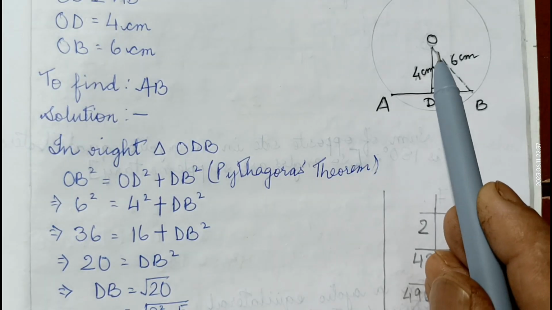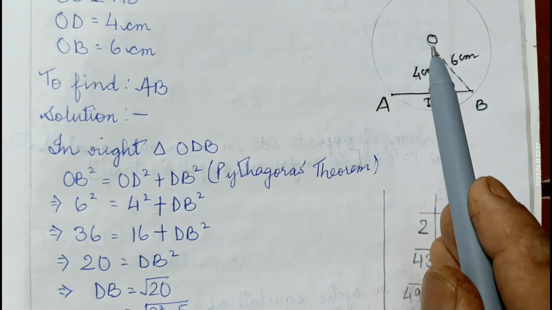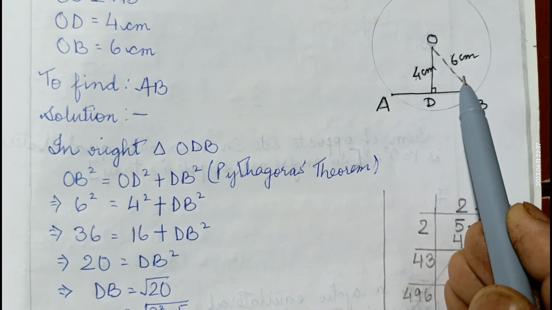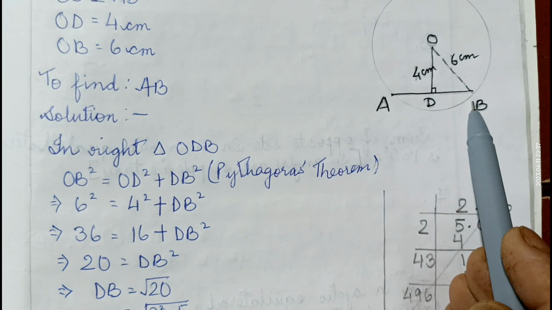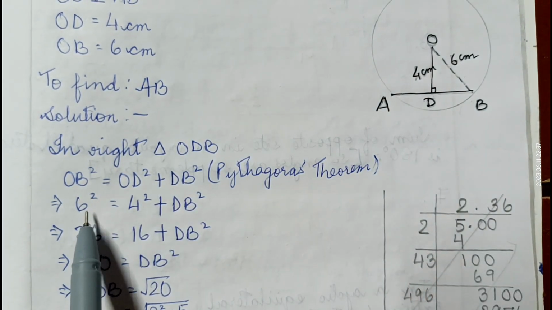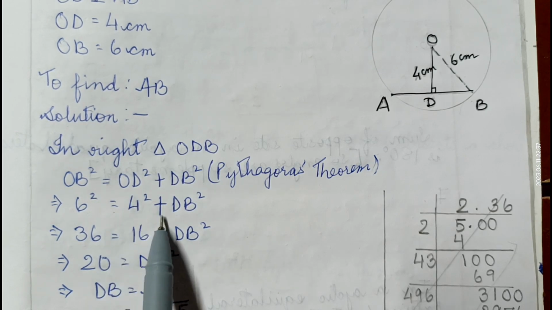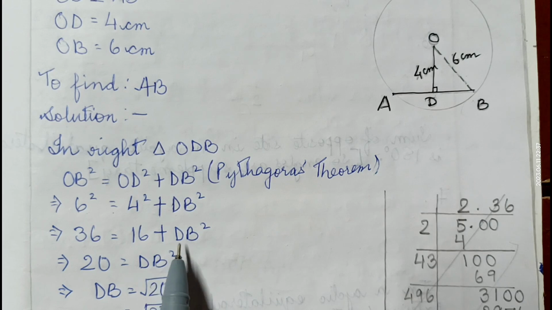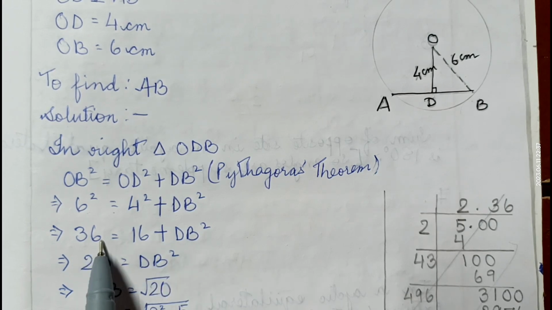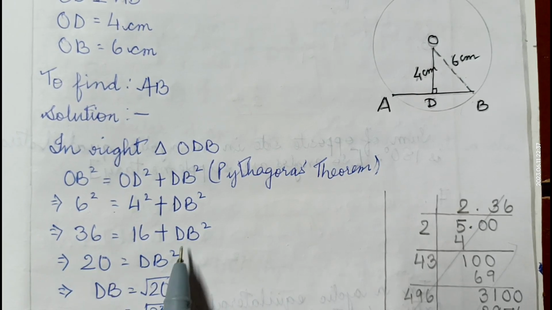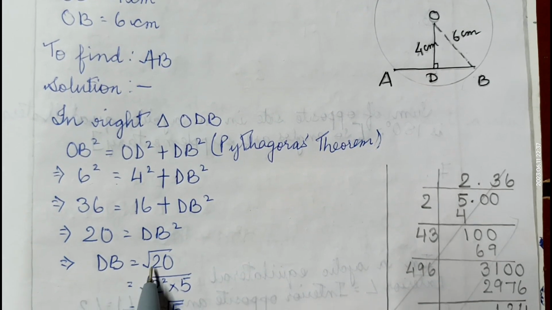If you consider the right angle triangle ODB, then OB is the hypotenuse, because this is the side opposite to 90 degree. According to the Pythagoras theorem, we can write OB square is OD square plus DB square. Here OB is 6, so 6 square equals 4 square plus DB square. 6 square is 36, equal to 16 plus DB square. If I transfer this 16 to the other side, it will be 36 minus 16. It will give 20 equal to DB square. So DB equals root over 20.